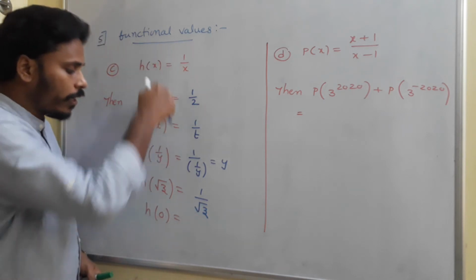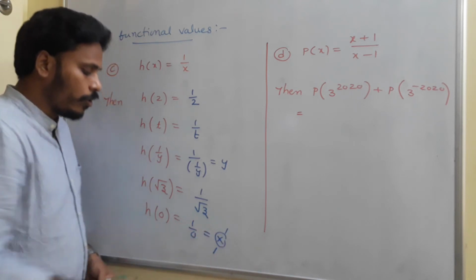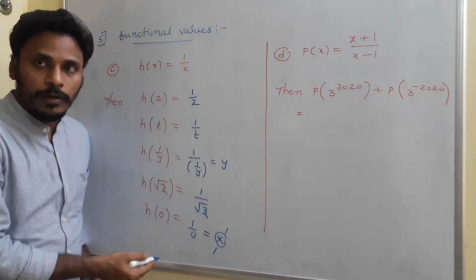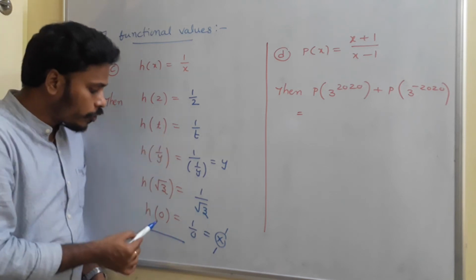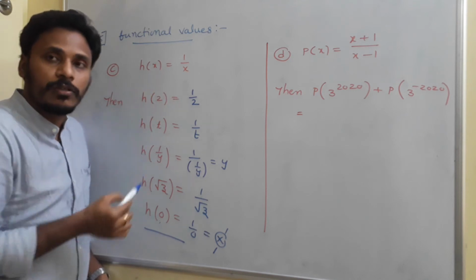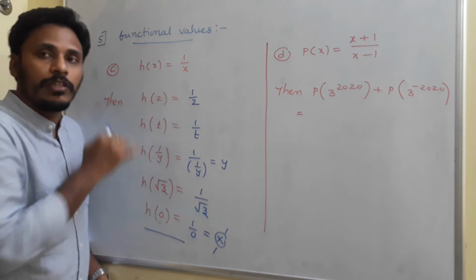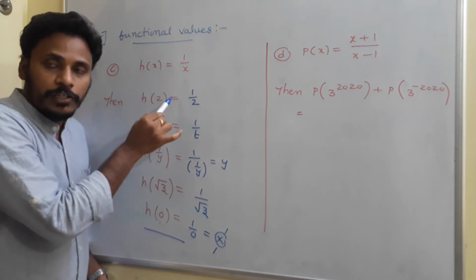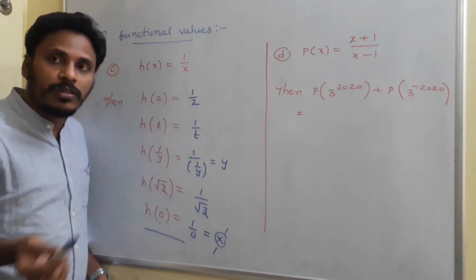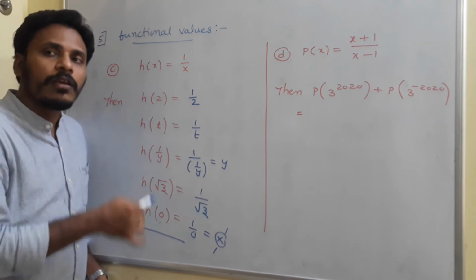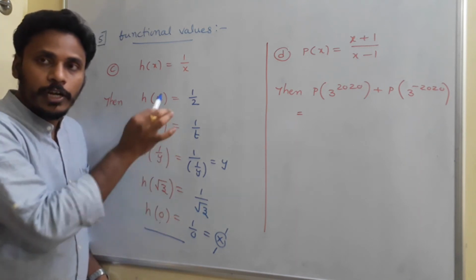And then h of 0. h of 0 means 1 by 0, and 1 by 0 does not exist in the real values. So h of 0 is not defined. h of 0 is undefined. Since h of 0 is undefined, if 0 is there in the first set of this h, we don't call it a function, because there is no corresponding element for 0 with respect to this function. To call it a function, we have to exclude 0 from the first set, or otherwise you just call it a relation. These are the functional values related to that particular function.